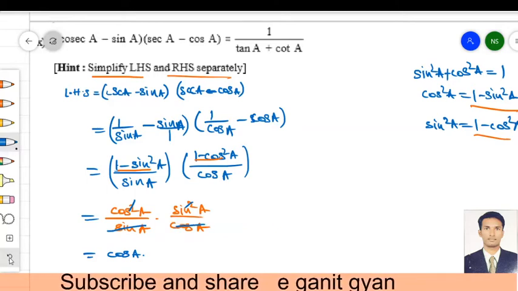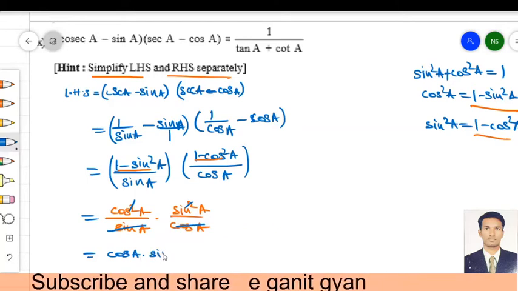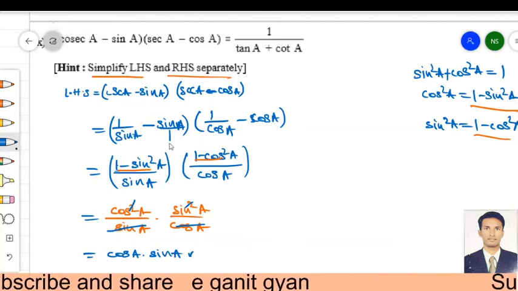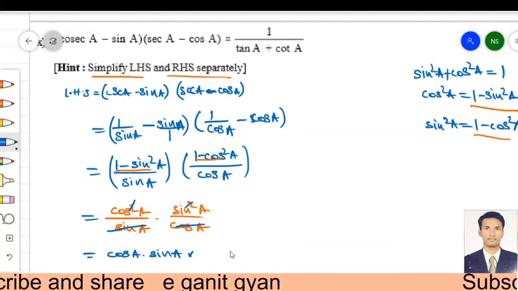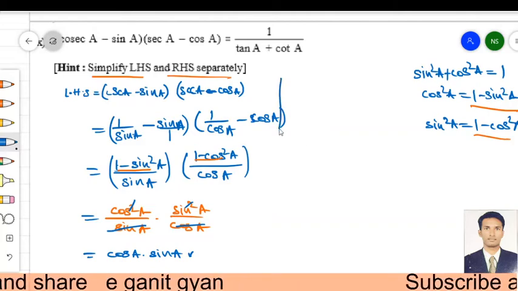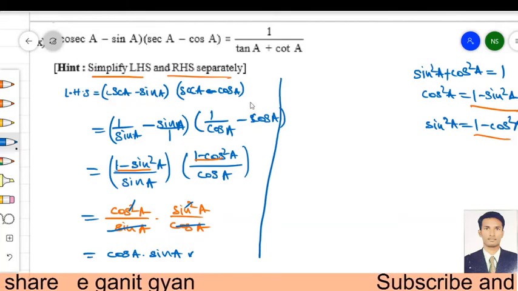One second, let me remove that cos A into sin A. Now we came to one conclusion for the left hand side. Further we cannot reduce this one, and let us take now right hand side. Let us take right hand side.